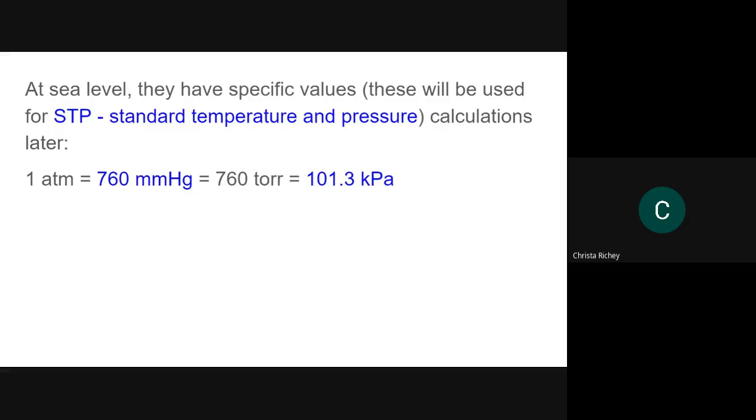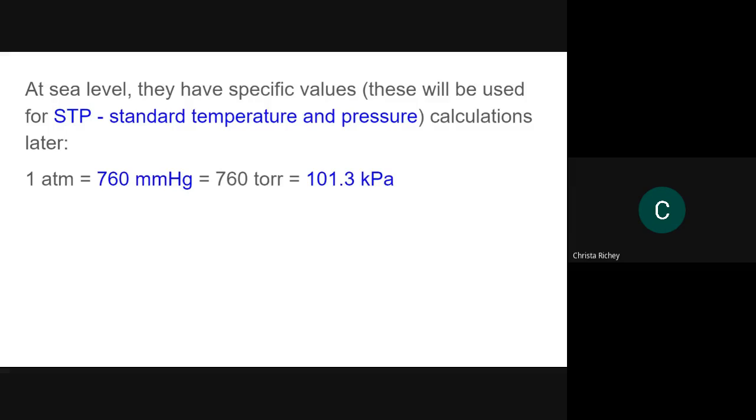Okay, so you need to know that these are all equal to each other. That's like saying 1 foot is 12 inches. Okay, different unit, different number. So 1 atmosphere, that's the one I like to use if I can choose, is the same thing as 760 millimeters of mercury, is the same thing as 760 torr, is the same thing as 101.3 kilopascals. They all mean the same thing.